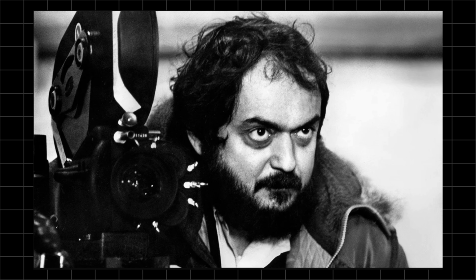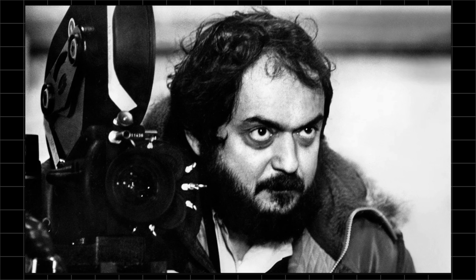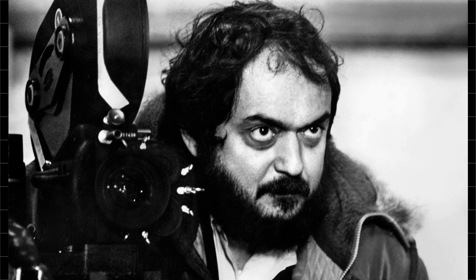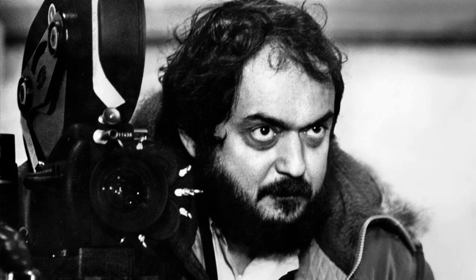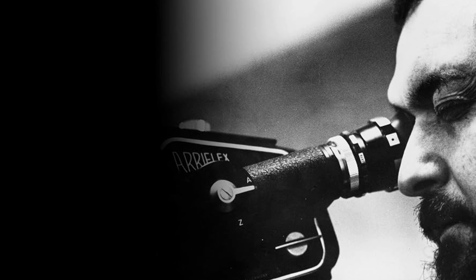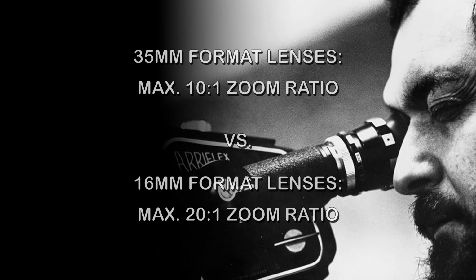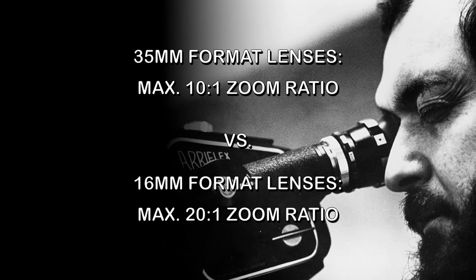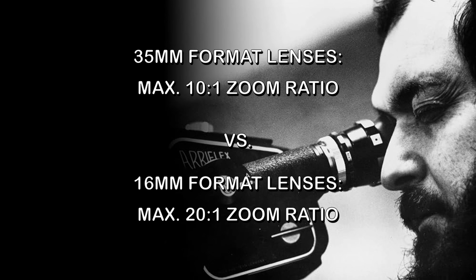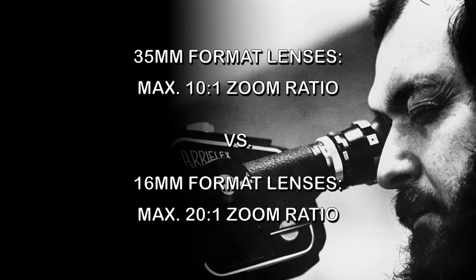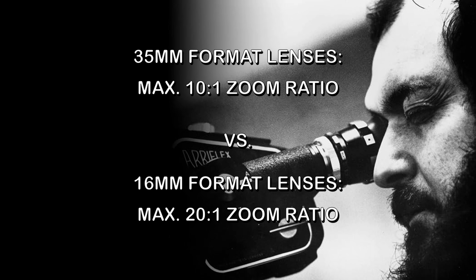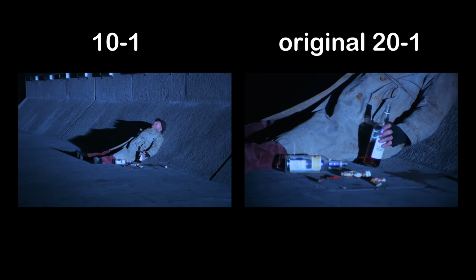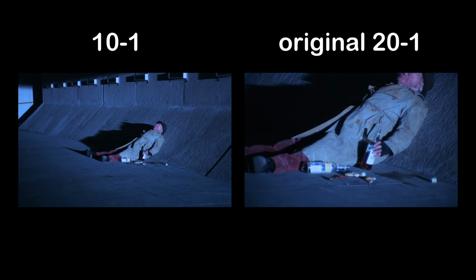You might be wondering why Kubrick would go through all the trouble of adapting a 16mm format zoom lens instead of just using a readily compatible 35mm zoom lens. This is because the longest zoom ratio available for 35mm format zoom lenses at the time was only 10:1. The 16mm Angénieux lens, used in the final film, had a 20:1 zoom ratio, which allowed for much longer and more dramatic zooms. Here's what the shot might have looked like if Kubrick had used a 10:1 zoom instead.